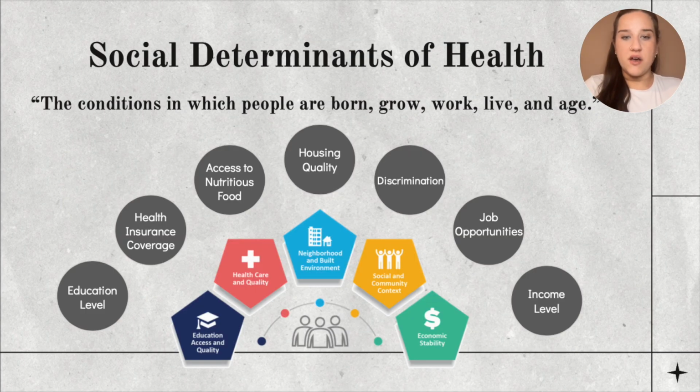The social determinants of health are the conditions in which a person is born, grows, lives, works, and ages. They're broken into 6 categories, and they include things like access to nutritious food, the community that they live in, social integration, income level, education attainment, and all of them together represents a person's health behaviors.